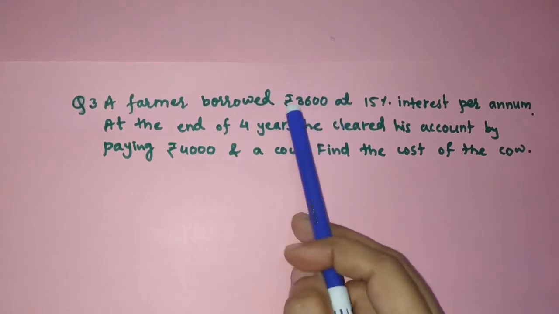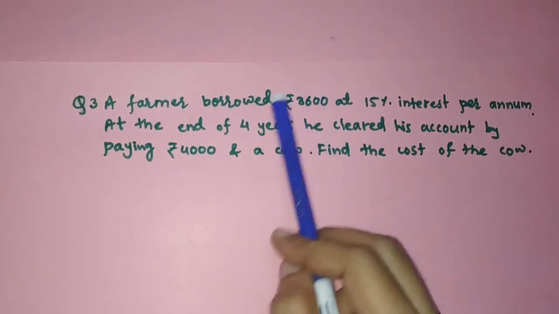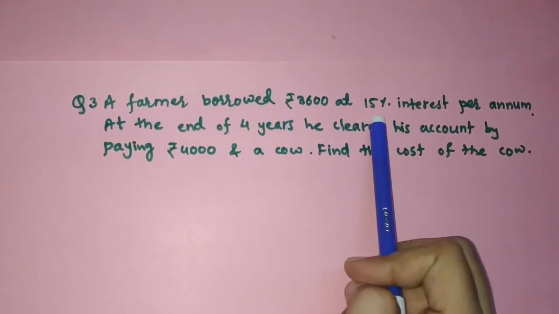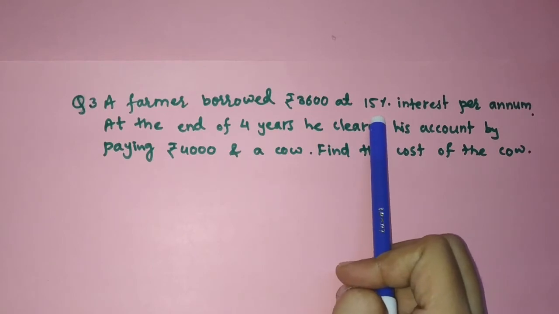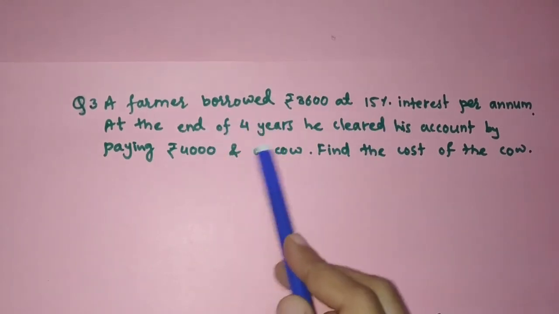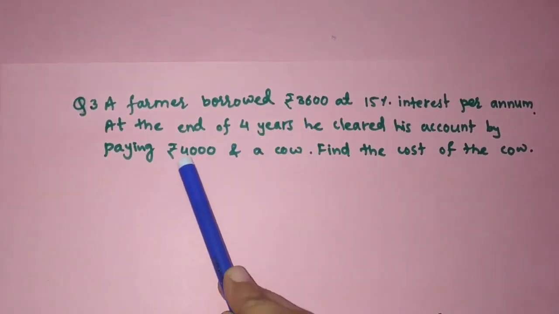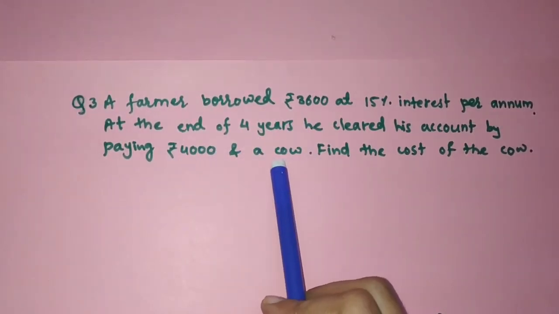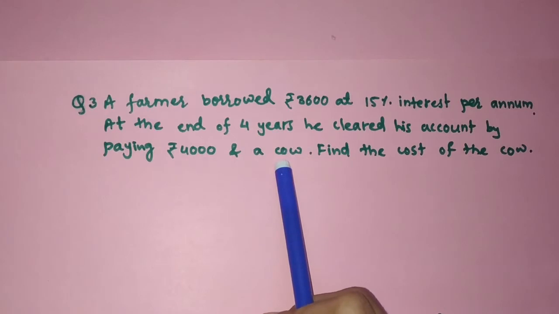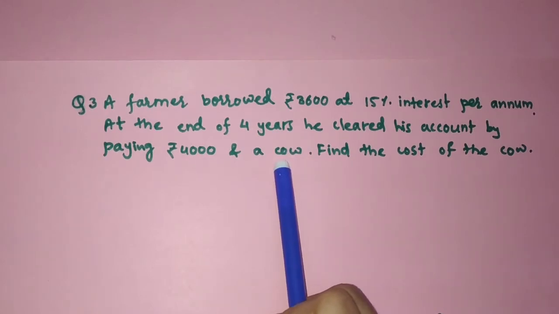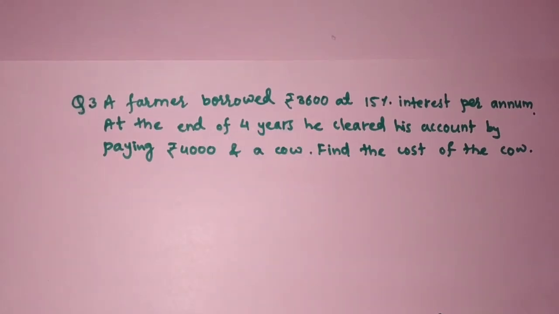First of all, one farmer borrowed this amount, 3,600, at this rate, 15% per annum. After the end of 4 years, he returned 4,000 rupees plus one cow from his own farm. So we need to find out how much the cost of this cow was, meaning what he repaid after the end of 4 years. So it is very simple.